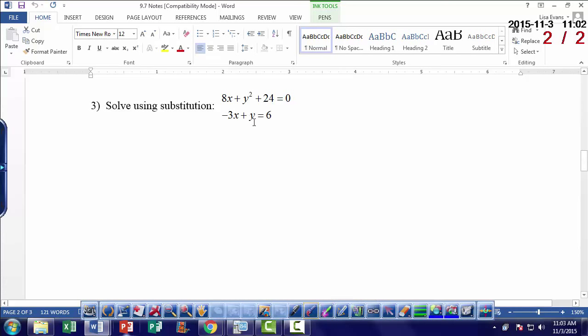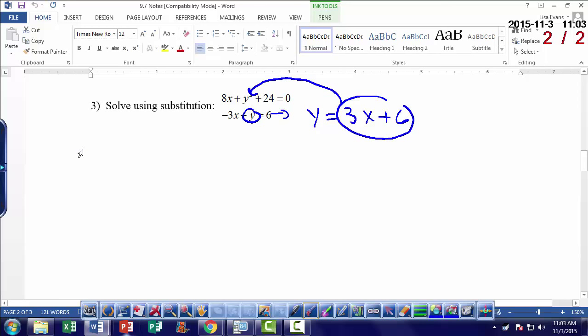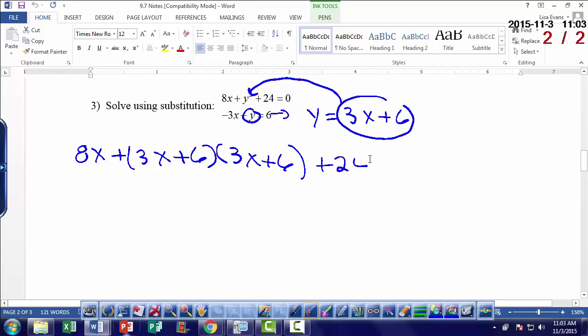Okay, this one is not set up for substitution, but I can see this y, I can get it all by itself. So I'm going to do y equals 3x plus 6. I'm going to take this and substitute it into here. When I do that, I see that I have to square it, so I'm going to write it twice. 3x plus 6, 3x plus 6, plus 24 equals 0. Okay, go ahead and FOIL this all out, add up your like terms. I'm just going to show you what I get because I want to show you something that happens on this problem.